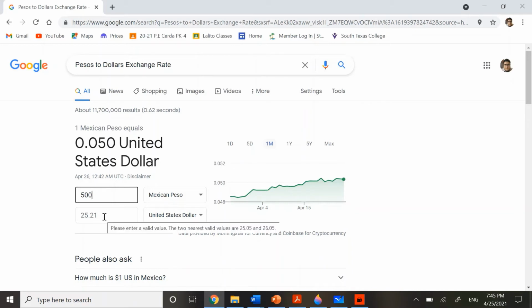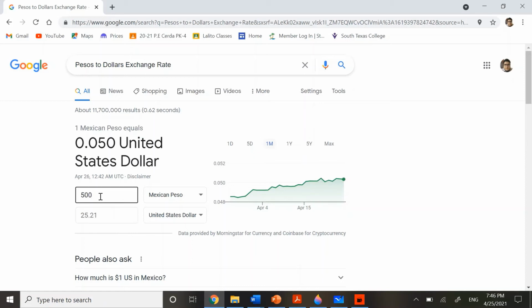Let's play with it backwards. Let's say that you require $300. How many pesos do you have to exchange to get this amount of dollars? Well, let's type it in. $300 would require you to have 5,949 pesos with 81 cents.